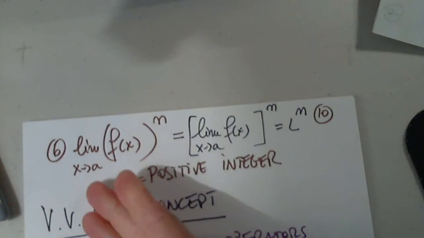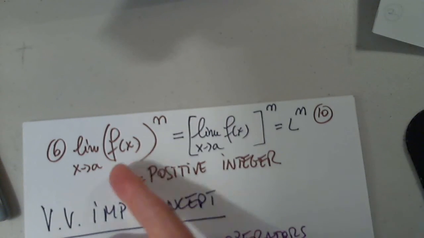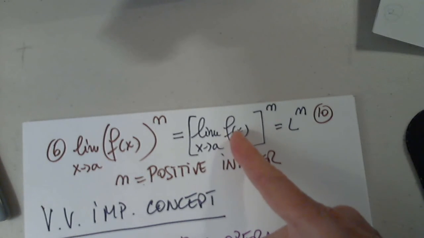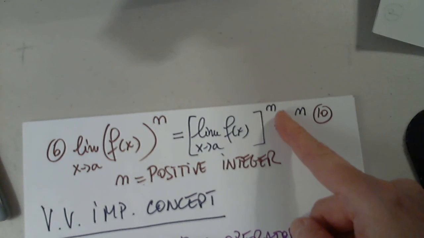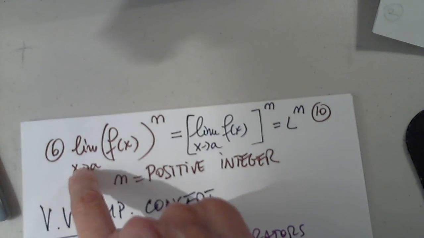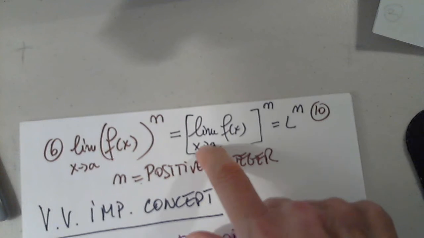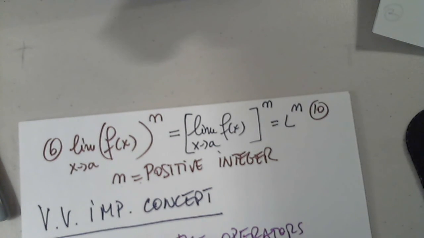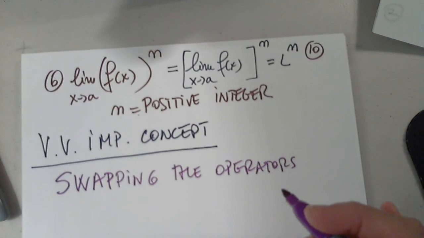What is the order here? Take the function to the nth power and then apply the limit. But this is not the same order here. This one says apply the limit to the function, and when you're done, take it to the nth power. So n was the inner operator, limit was the outer operator. Now limit is the inner operator and n is the outer operator. Swapping of the operators.